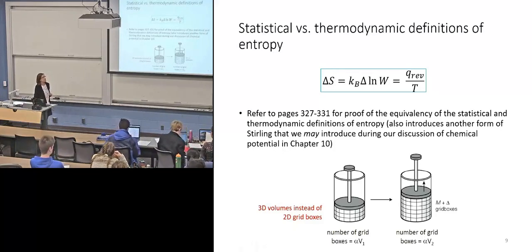It also introduces another form of Stirling. We saw the natural log of a large factorial was equal to that number n times the natural log of n, and then minus n was a correction term. This introduces a new version of Stirling that I haven't bothered to teach in the past. It's relevant to chemical potential in chapter 10, so we may do it next Thursday. So if you want to look at it now.